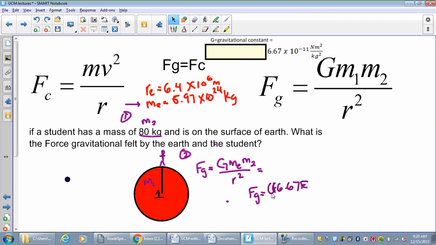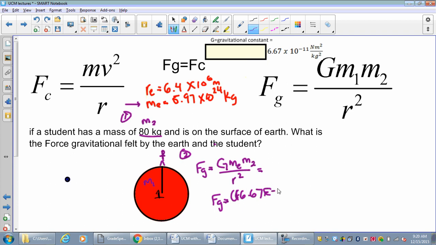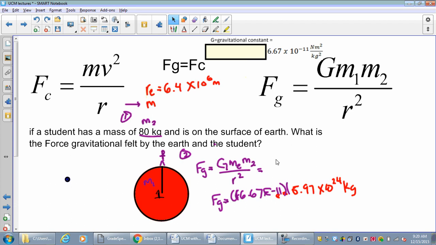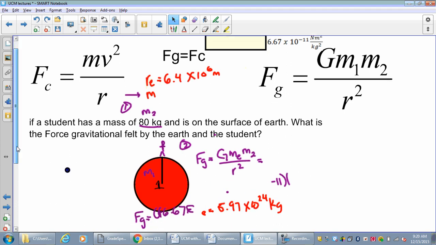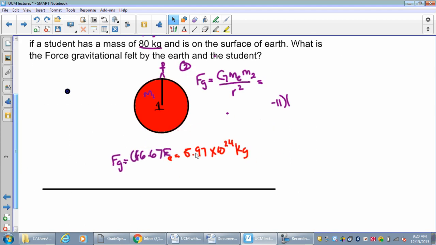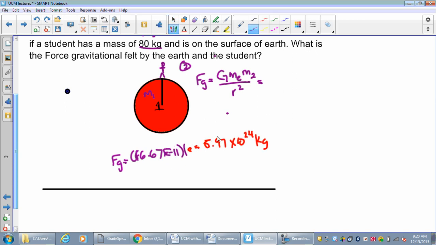So I'm going to pull this over. I'm having a hard time with this board today. Negative 11 times, let's see, it's the mass of the Earth. Pull this guy up here. What about this over here? That might be a little better.